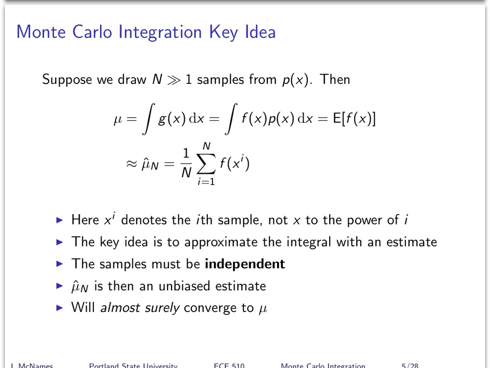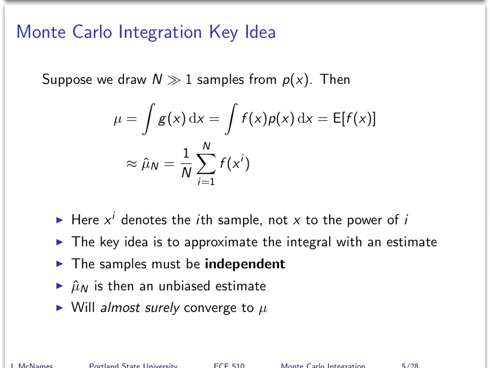So here's the key idea, and this is really the key idea underlying particle filters as well. The key idea is that I can approximate an expectation as an average. When it comes down to it, I think that's what particle filters are essentially about. I can approximate an expectation as an average.